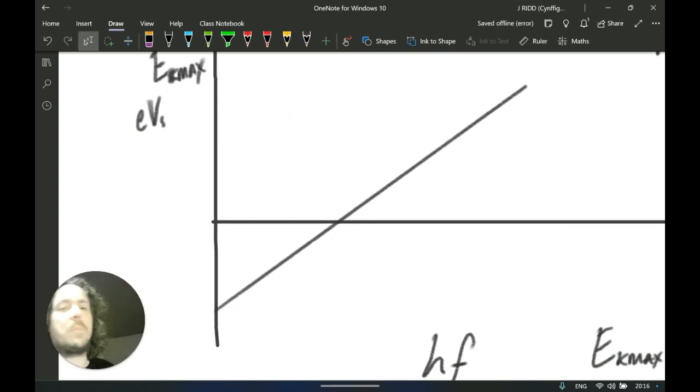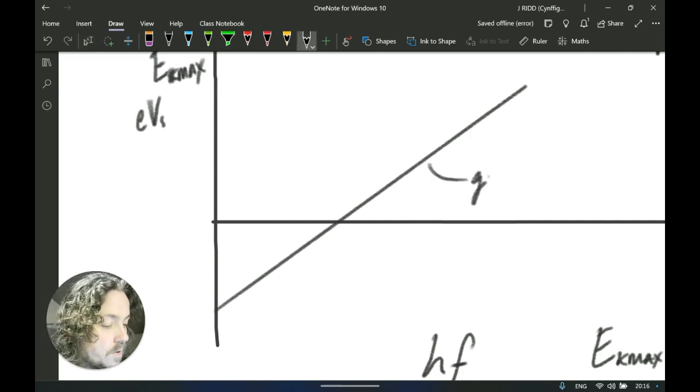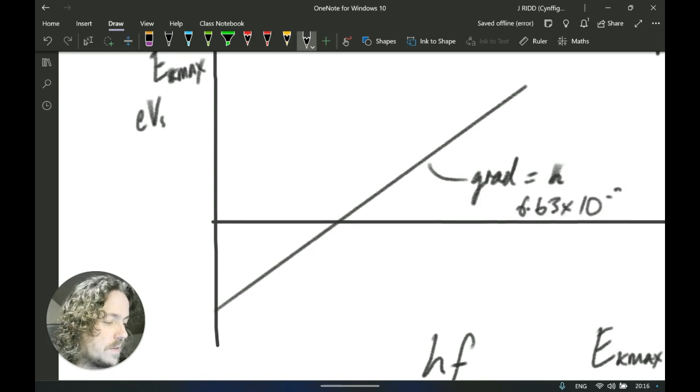Now there's a few things that we need to just appreciate about this line. First of all, the gradient of this line. The gradient is equal to Planck's constant, h, which as we mentioned earlier on is 6.63 times 10 to the minus 34.